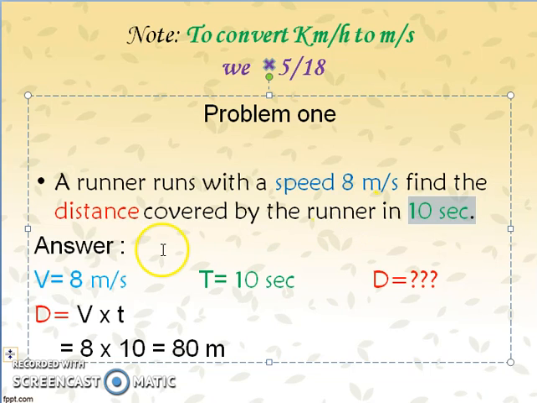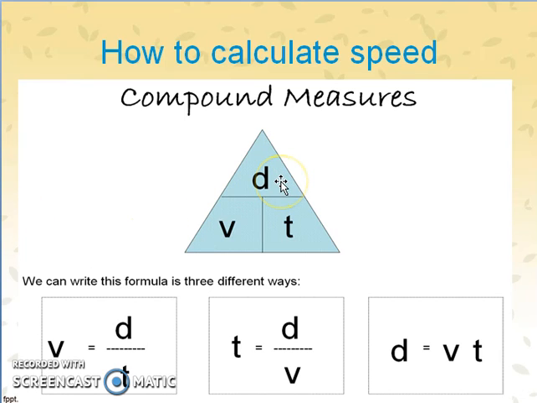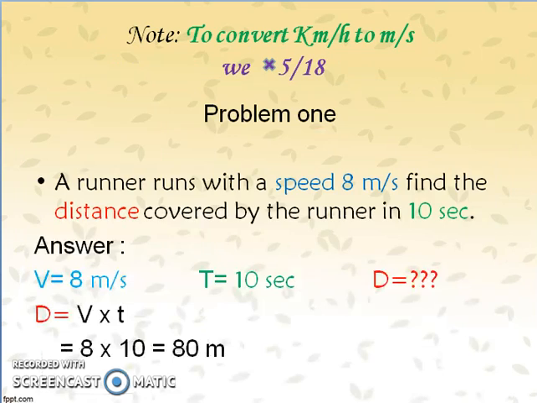So let's look at the answer. What are they given here? We have the v, which is the speed, is 8 meters per second, and t, which is the time, 10 seconds. Now we're gonna find the d, which is the distance. When we look at this formula, we said d is equal to what? It is equal to v times t. And this is what we're gonna do here. So d equals v times t, which is 8 times 10 equals 80 meters.